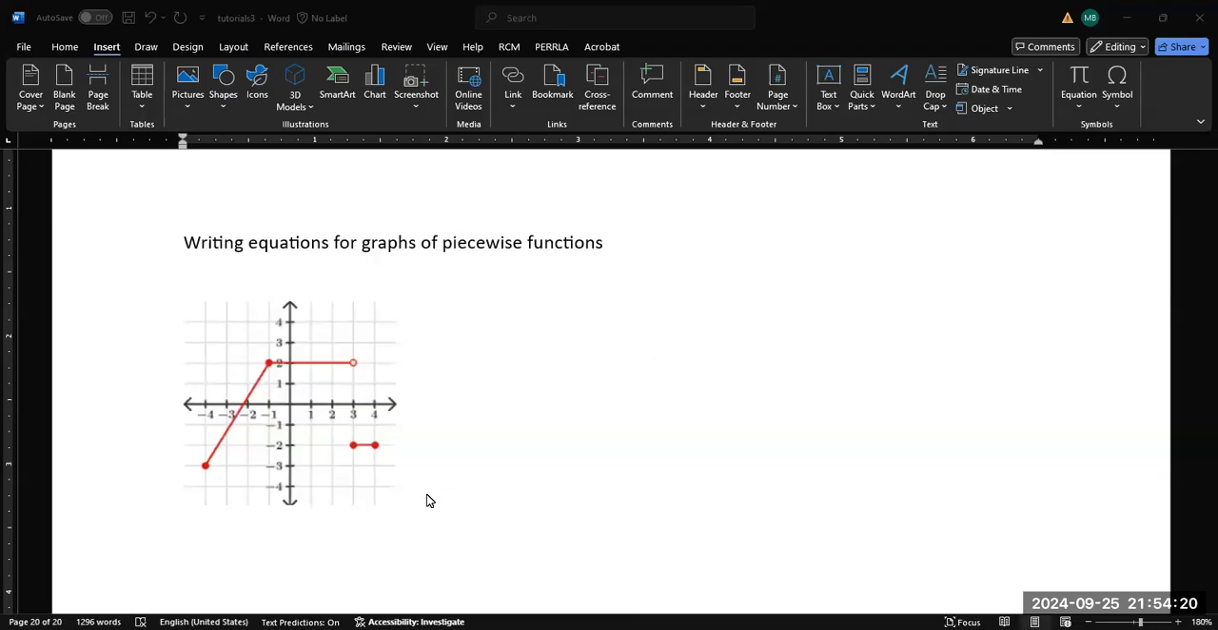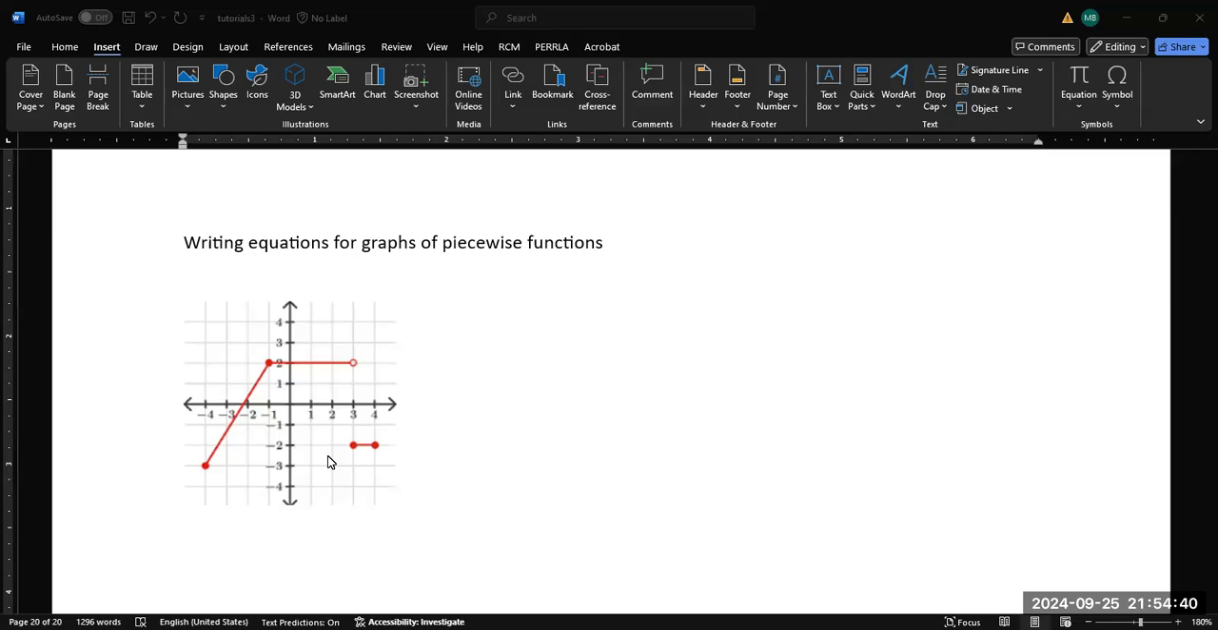Okay, so in this video, we're going to be looking at how to write equations for graphs of piecewise functions based on the graph. Now, the process is going to be a little bit different depending on the kind of pieces that you have. We're going to be looking at graphs of piecewise functions that have linear components.